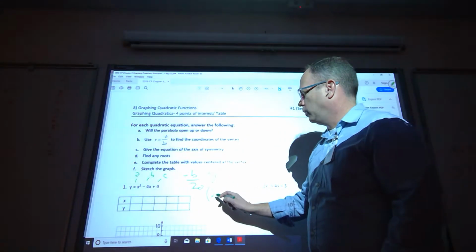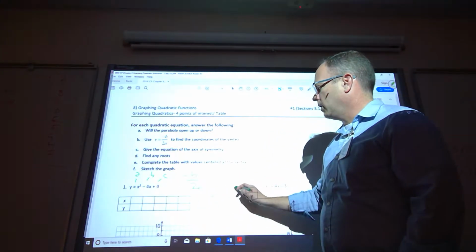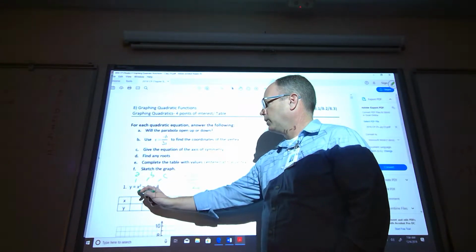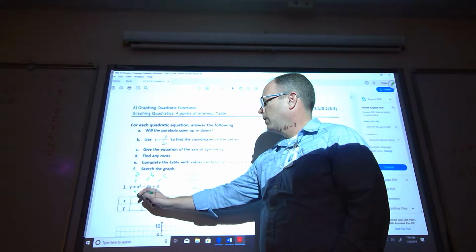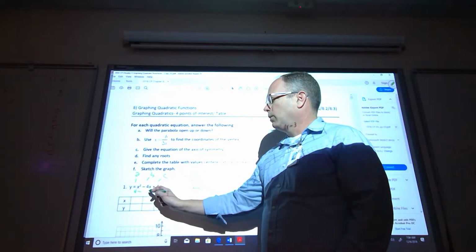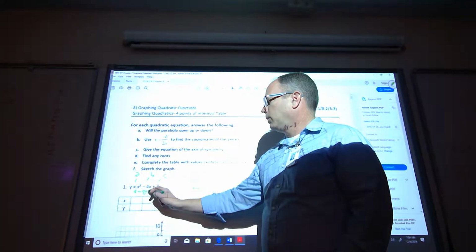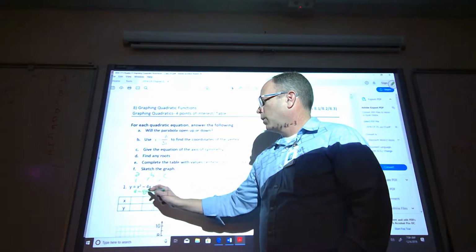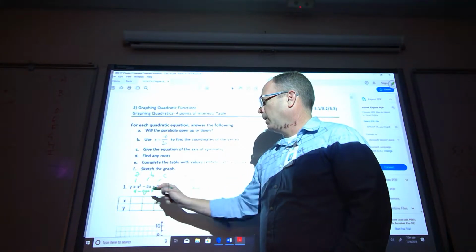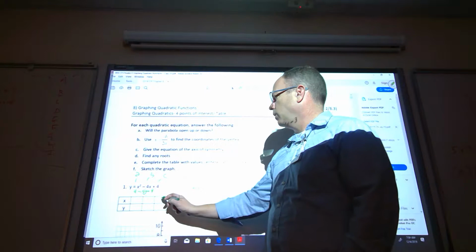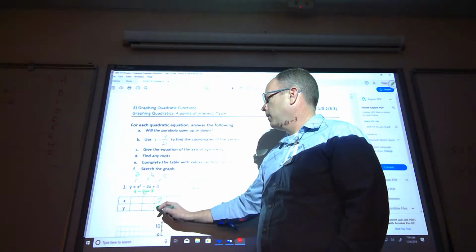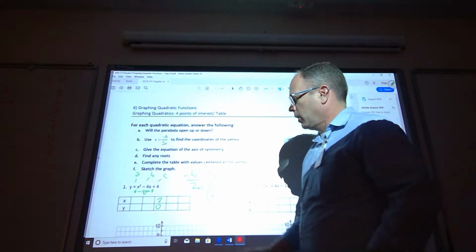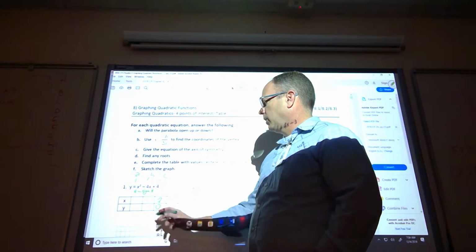Then I'm going to take that 2 and plug it into the equation to get the y component of my vertex. I get 2 squared, which is 4, minus 4 times 2, which is 8, plus 4. 4 plus 4 is 8, minus 8 is 0. So our vertex is at (2, 0), and we're going to put that right in the middle, and then go to either side and fill in the rest of our table.